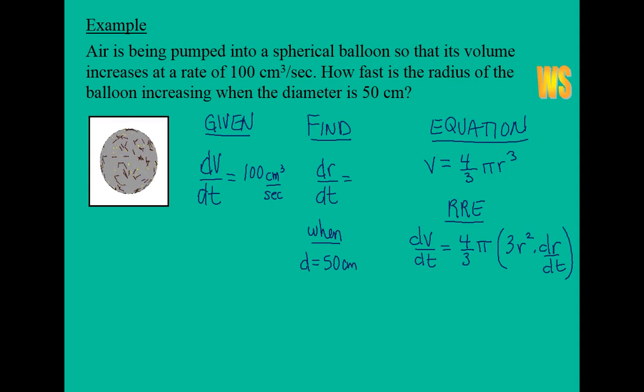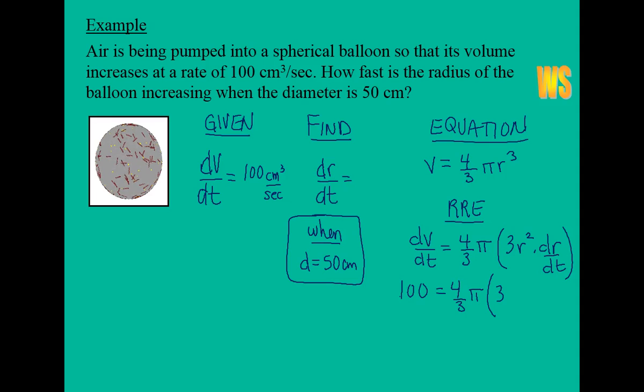Now we go back to the problem and look at the information that was given and see what we can fill in here in our related rate equation. dV/dt was given as 100 cubic centimeters per second, equals 4/3 pi. Now r, we're trying to find dr/dt when the diameter equals 50 centimeters. Well, if the diameter is 50 centimeters, then the radius would be 25. So at this specific point in time, r would be 25. So we would have 25 squared times our dr/dt. And you can see we have everything except for dr/dt, but that's what we're trying to solve for.